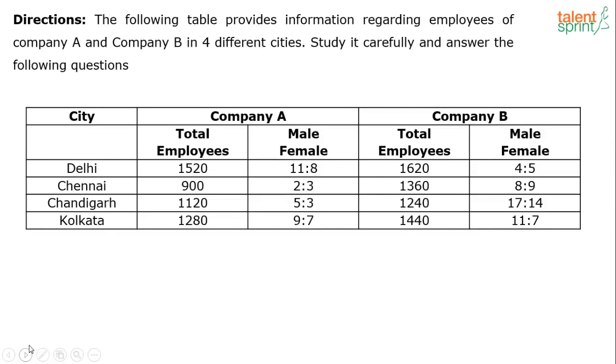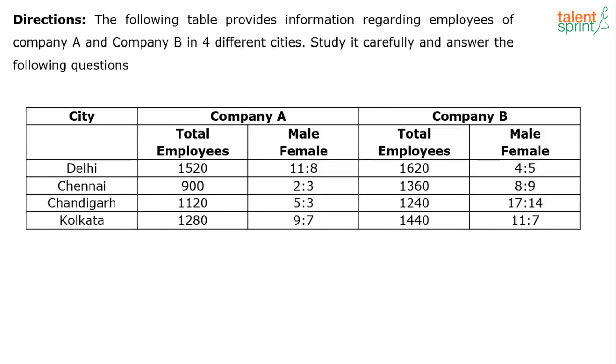Here's the next set of questions. Try this. Here is a table which provides information regarding employees of company A and company B in 4 different cities. Study it carefully and answer the following questions. So first look at the data, try and understand what all can be calculated, and then I'll present the questions. Quick. Understood? Well, I'm sure all of you have understood the data there. Let's look at the questions now.